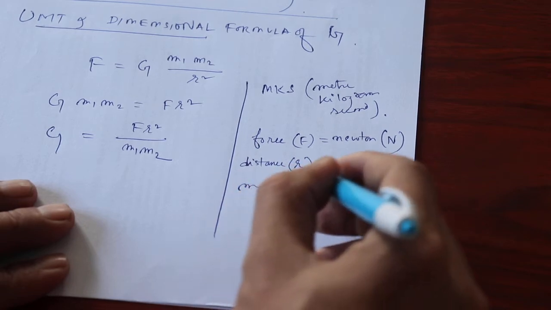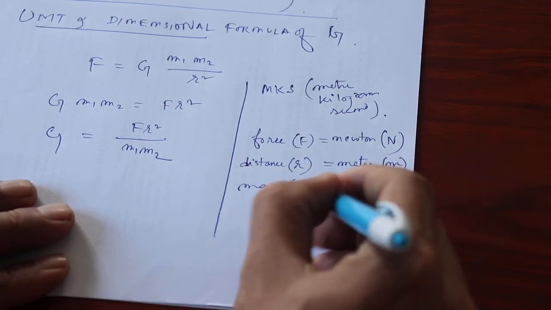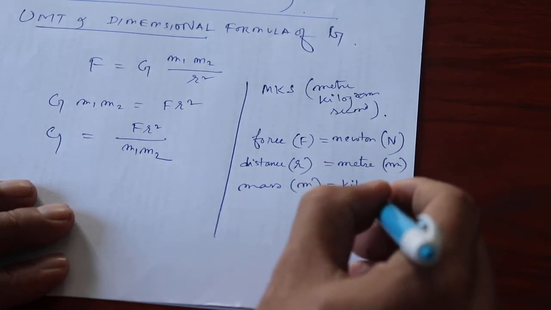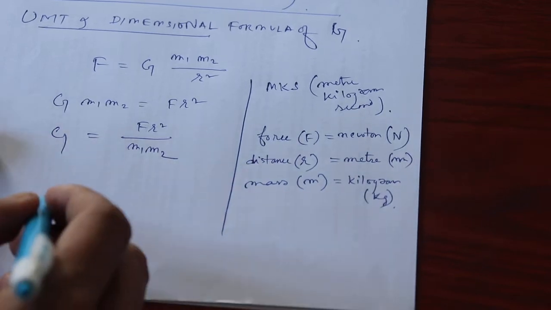Mass for m here. This would be kilogram. Kilogram means what? This will be kg. Okay, so you put all these values here.